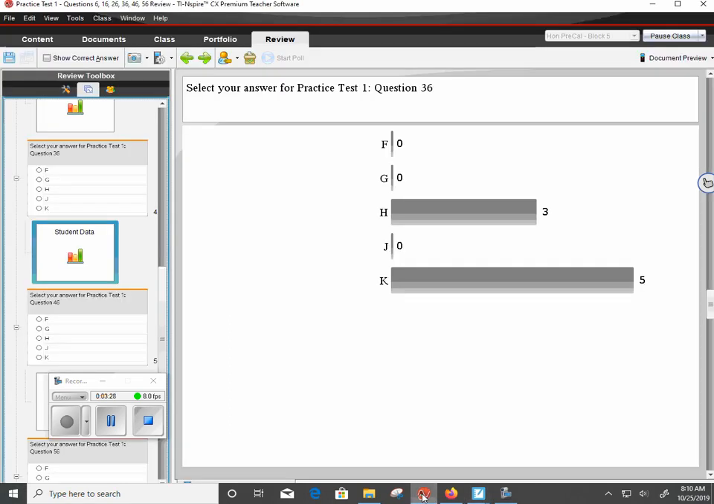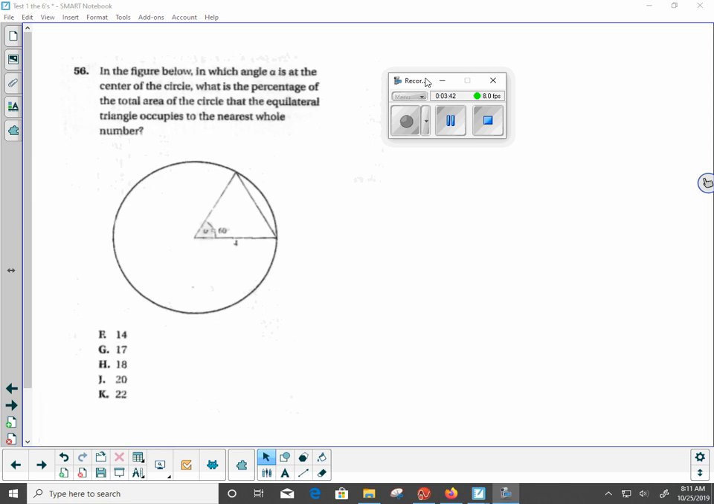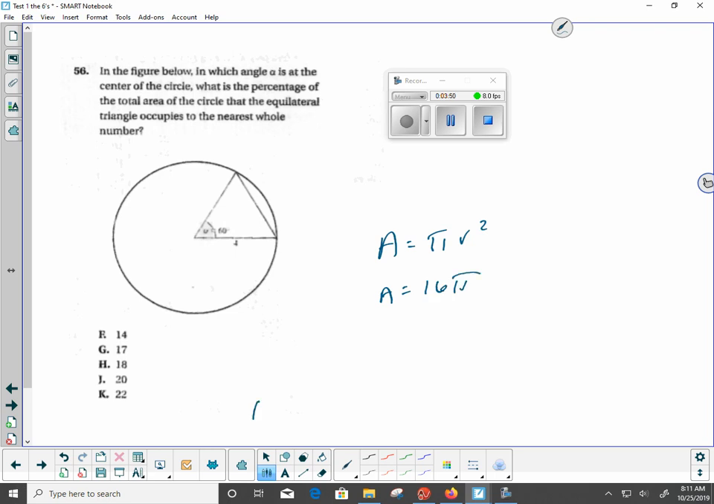And the last one, it says the figure below, what percentage of the total area of the circle is the equilateral triangle? There are 2 ways you can do this, the hard way and the easy way. Let's do the hard way first. The area of the circle is pi r squared, the radius is 4, so the area of the circle is 16 pi. So my denominator is going to be 16 pi. Then to find the area of the equilateral triangle, this is 4 because that's my radius, which means that each one of these little pieces is 2. This is also a radius, so this is 4.